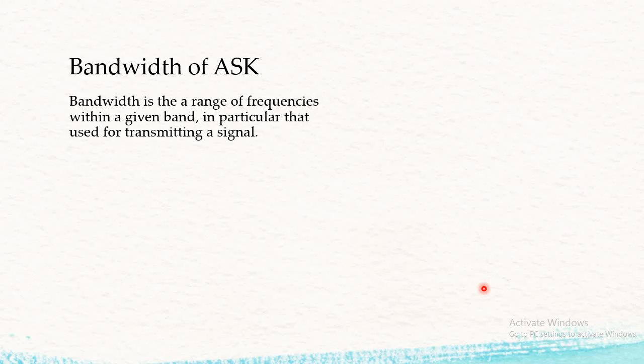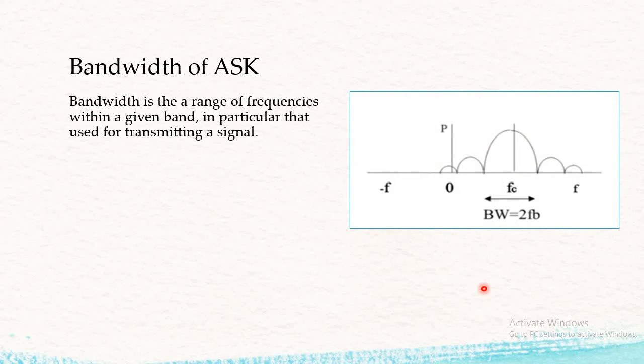Bandwidth of ASK. So what is bandwidth basically? Bandwidth is a range of frequencies within a given band in a particular signal that is used for transmitting the signal. For finding the bandwidth of ASK, we are just concentrating upon the final frequency spectrum of ASK. This is the frequency spectrum of ASK with a center frequency at FC. So the bandwidth in this case is twice FB. So this particular value indicates the bandwidth of FB.